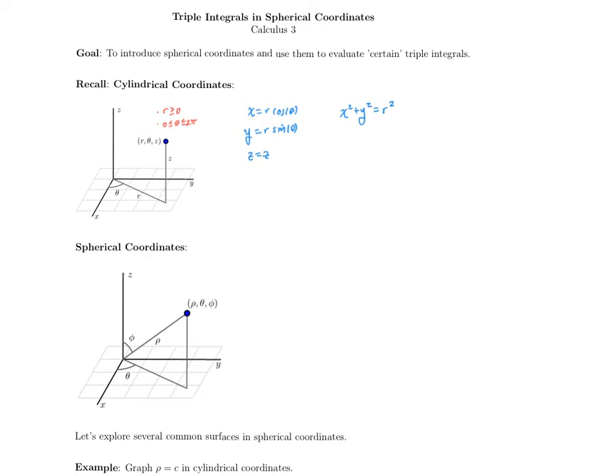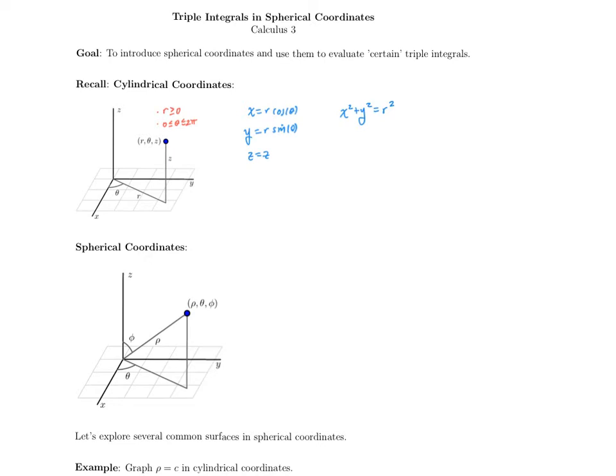Let's now begin our discussion of spherical coordinates. And from a big picture perspective, the idea is going to be the same. We want to take each and every point sitting in three-dimensional space and represent it as a triplet. In this case, our spherical coordinate system is going to be described by rho, theta, and phi. And let me describe each of these individually.